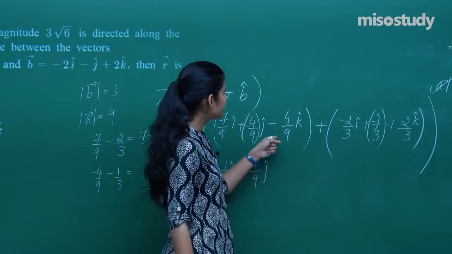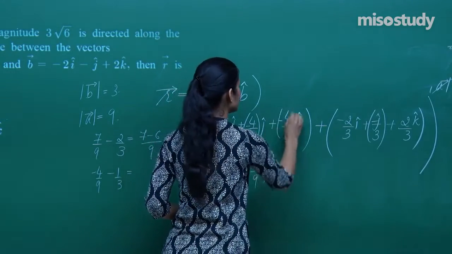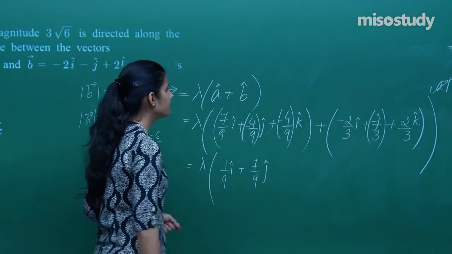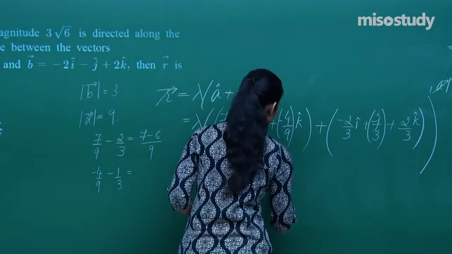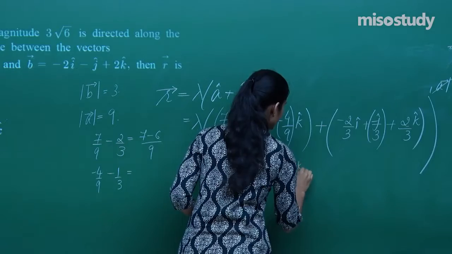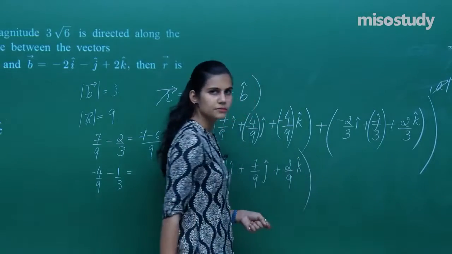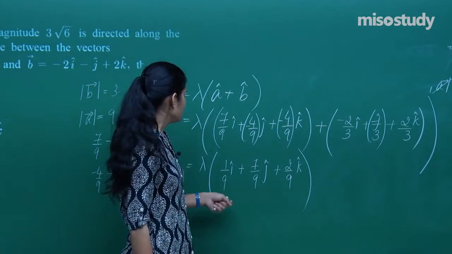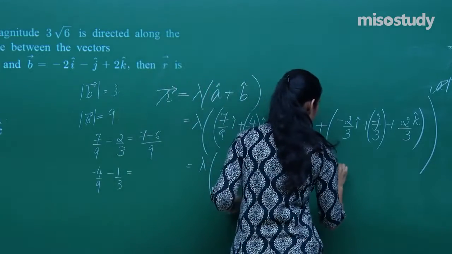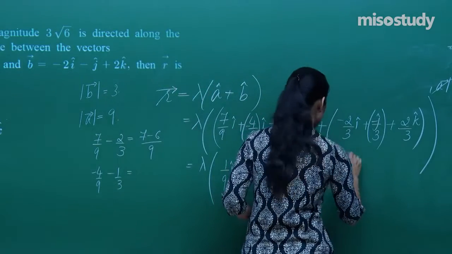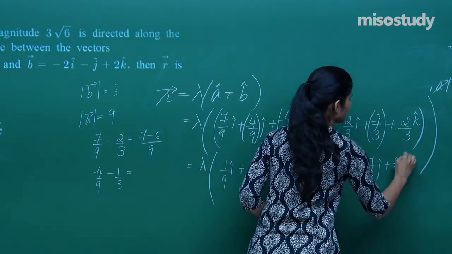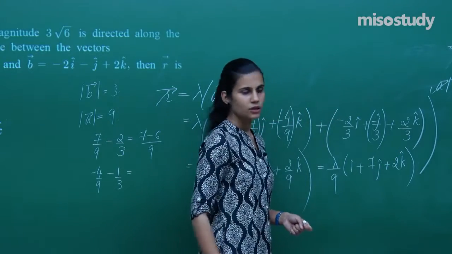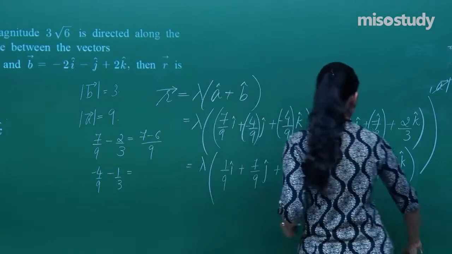And then you have minus 4 upon 9 plus 2 upon 3, which is minus 4 plus 6. 6 minus 4 is 2. So you get 2 upon 9 k cap. Okay. So now that you've got this, you basically have lambda by 9 i cap plus 7 j cap plus 2 k cap. Okay.